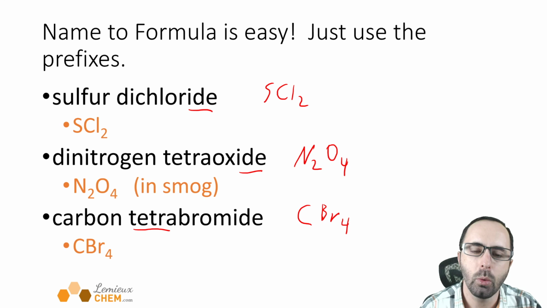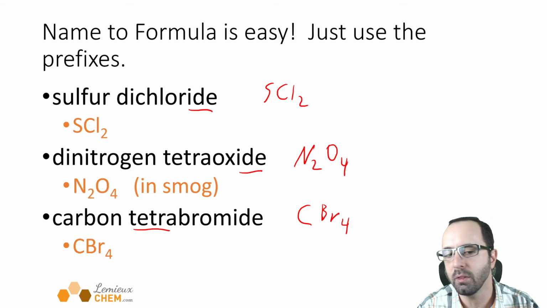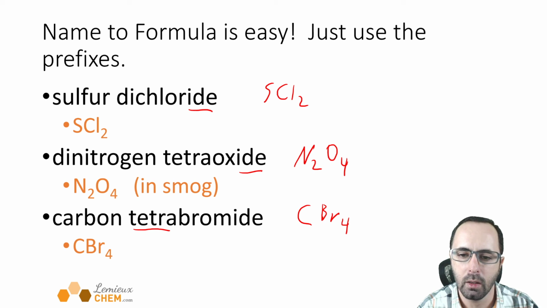In the next lecture, we're going to talk about how to name ionic compounds, and what's going to be really important there is that you do not use these prefixes for those. Only for covalent compounds, use the dis and the tris and the tetras. For ionic compounds, we're not going to use those, and the naming and the writing of the formulas is going to be quite a bit more involved. And so I'll see you in the next lecture.